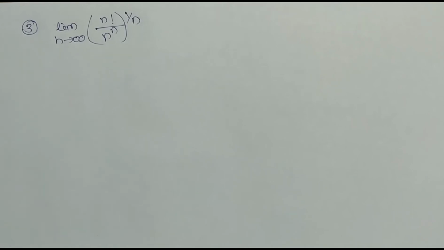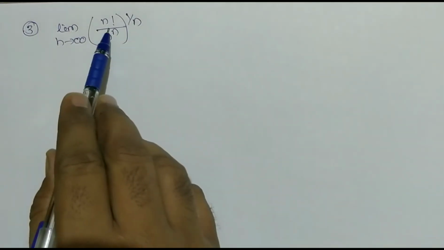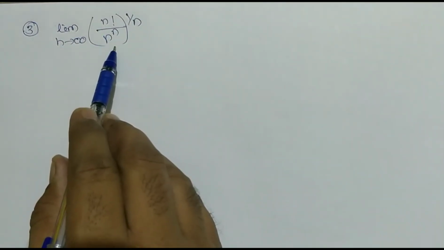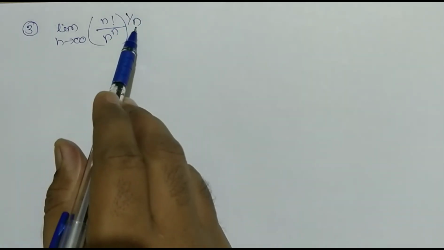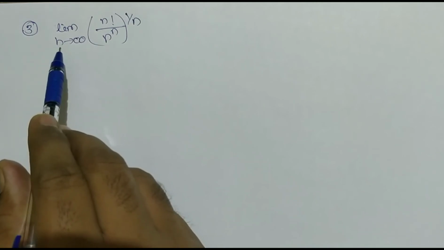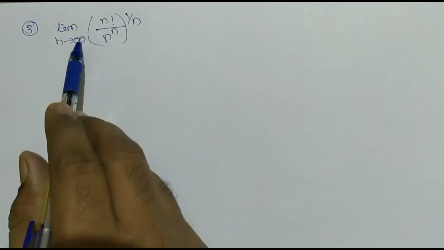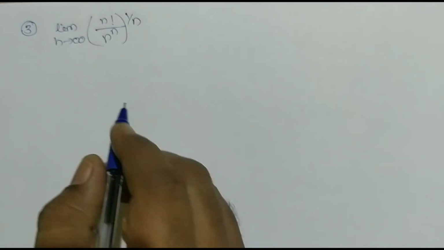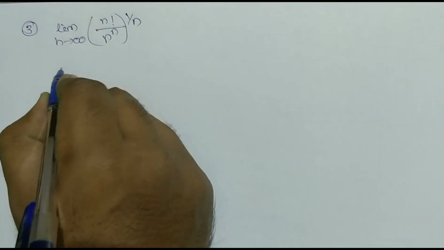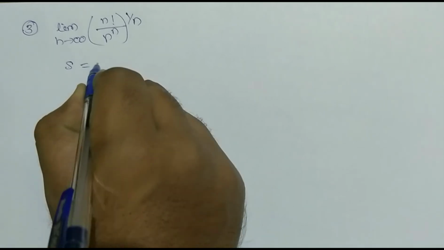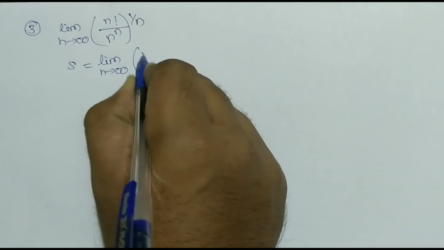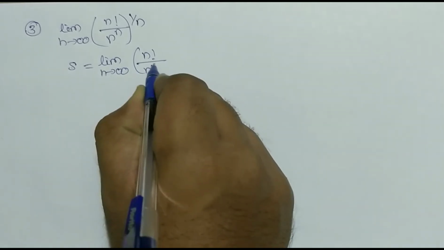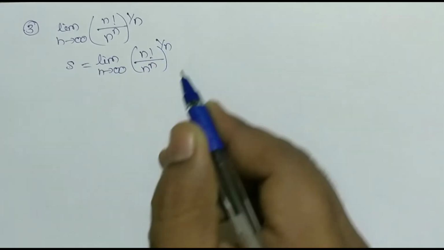Now we will solve the third problem in the same method. Here (n factorial by n power n) whole power 1 by n is there. I need this 1 by n in the limit n tends to infinity. So just take it as s is equal to limit n tends to infinity (n factorial by n power n) whole power 1 by n.